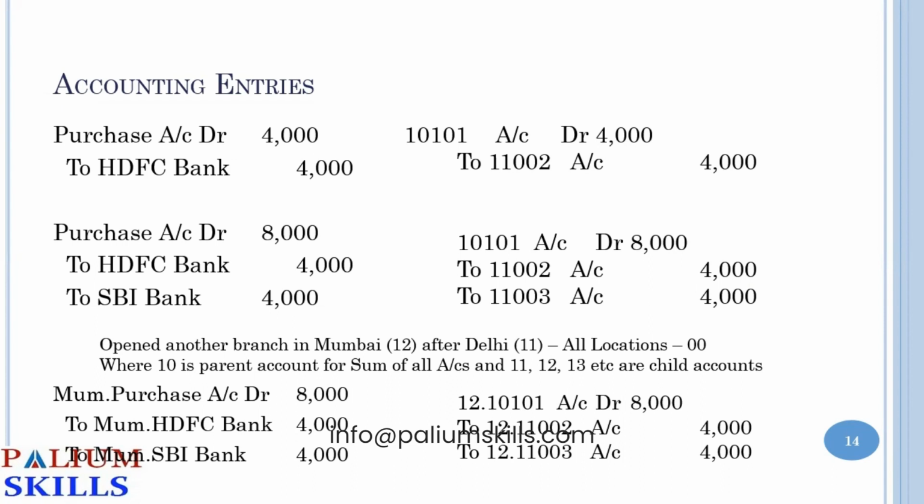Now the company expanded. So they opened another branch in Mumbai. So it was now important to segregate each transaction between Bombay and Delhi. So we'll have a location code. Delhi will be 11, Mumbai will be 12. All locations will be 00. That means it will indicate all locations, like a parent. That is called a parent. These are the child location codes.